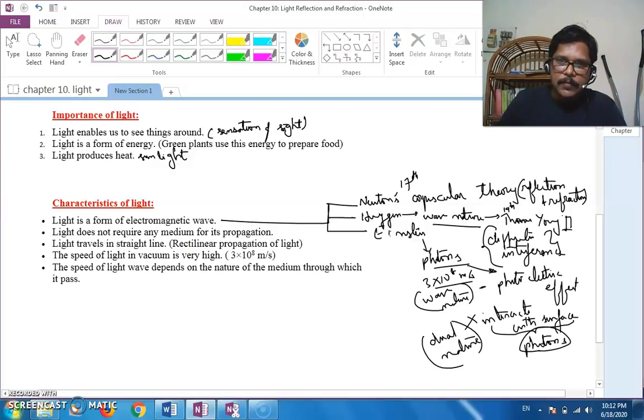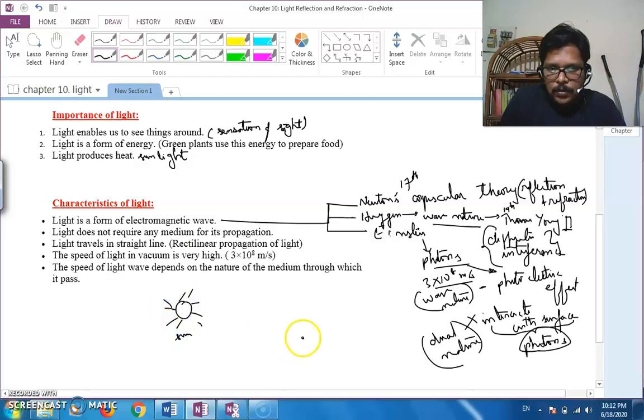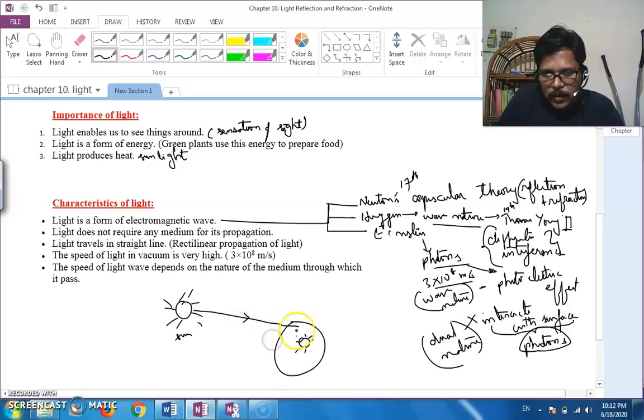Light does not require any medium for its propagation. We have seen that light travels from the sun to the earth, a distance of about 1.5 into 10 power 11 meters, very very far. Over that distance you don't have any atmosphere in between, any matter in between. This is all vacuum, so light travels in vacuum, because from the sun light reaches the earth. So light does not require any medium.